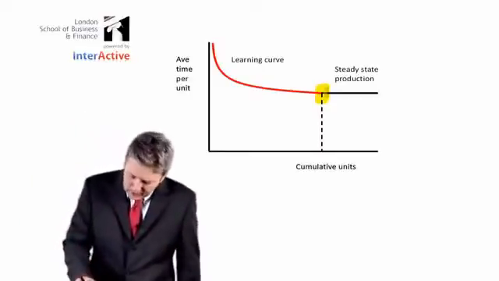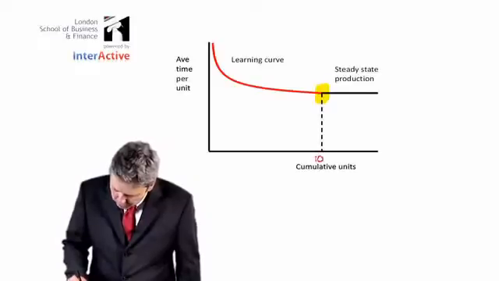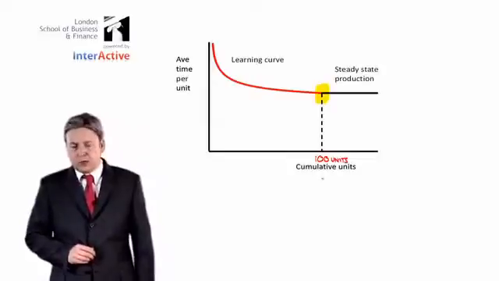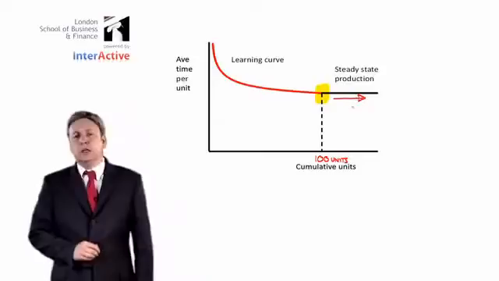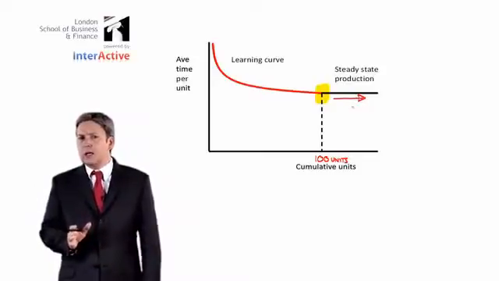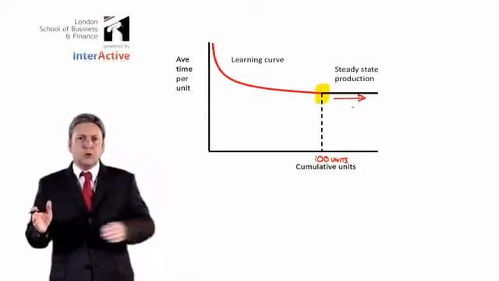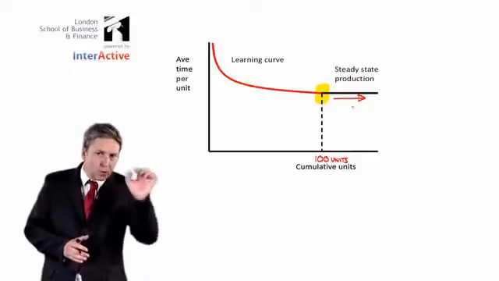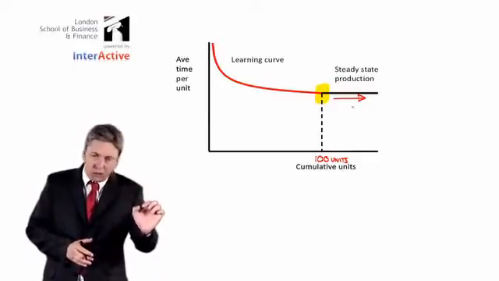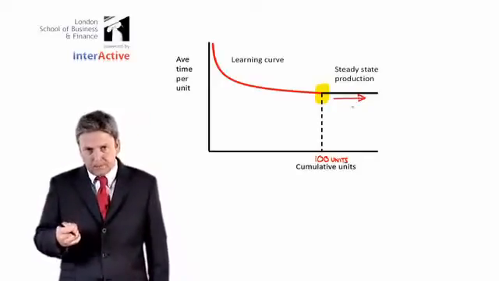So, for example, if steady state production were to occur at 100 units, to establish the time taken for all of those units subsequently, the only way we could do this is to calculate the total time taken for 100 units minus the total time taken by 99 units, and that would give us the time taken for the 100th unit. And of course, that would be the same time for every subsequent unit thereafter.